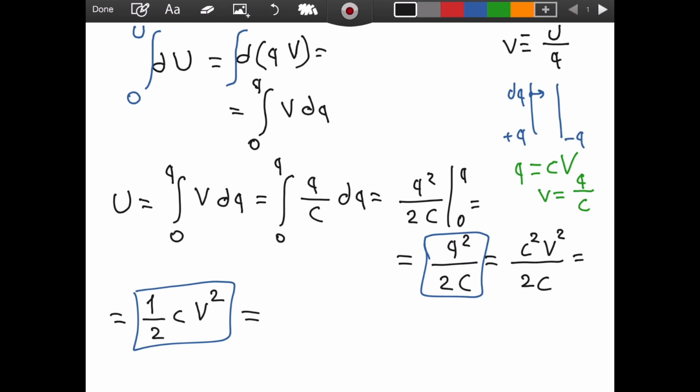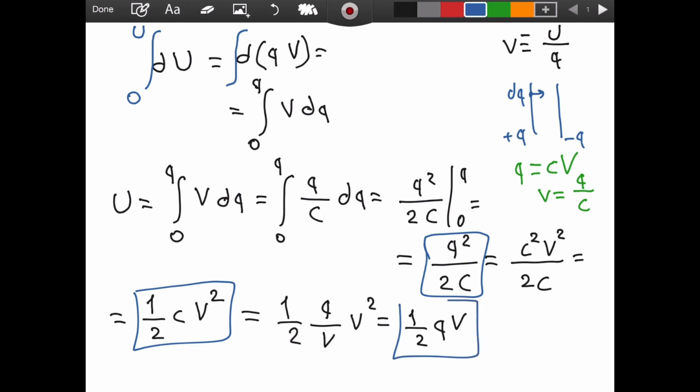I can make this formula independent of C. And how can I do it? By substituting for C. So let's do that. Let's use this result. So we have 1 over 2. Instead of C, I am going to substitute using this equation. What is it going to be? It is going to be Q divided by V times V squared. And if we see that the V's simplify, we are left with 1 over 2 QV. And this is the third formula.